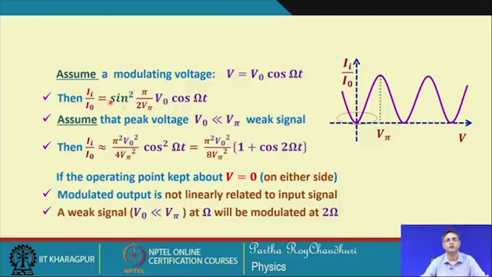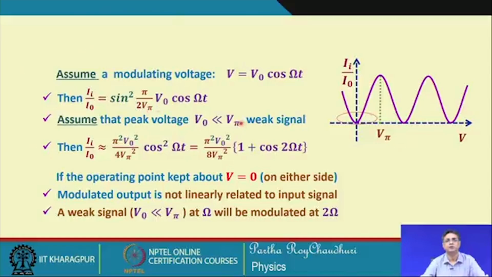So, this will be equal to sin square of this voltage. So, then I naught by I equal to this, with V pi. You can write this if we assume a voltage V equal to V 0 cosine omega t. If I assume a sinusoidal modulating voltage for the external field applied to the crystal, then I can write this transmission factor as this, because it is a sin square function of V by twice V pi.